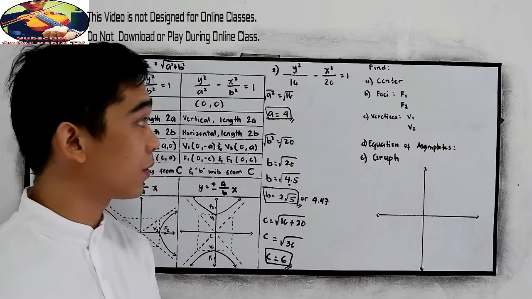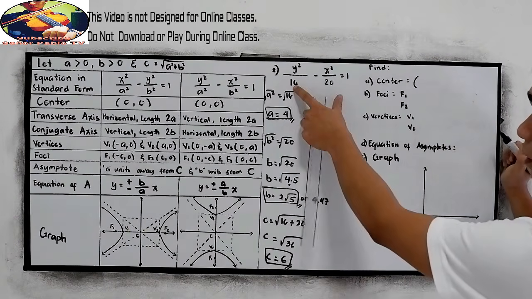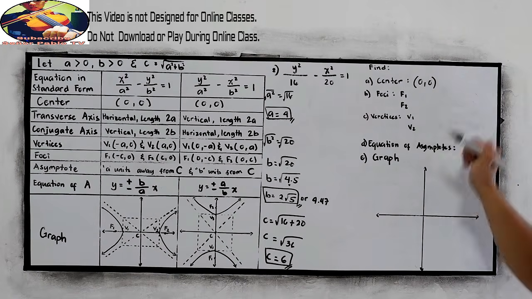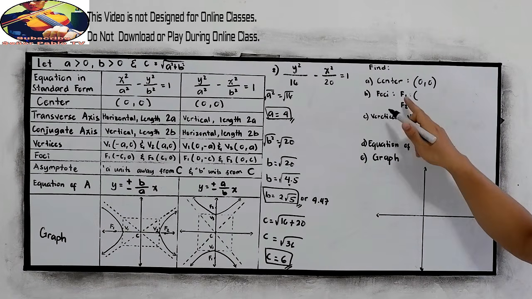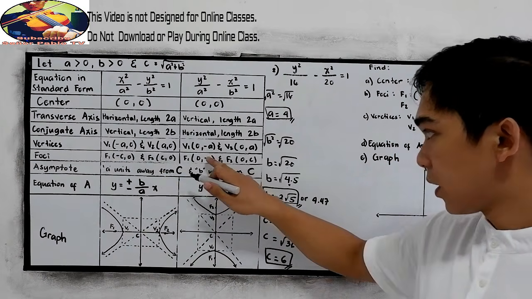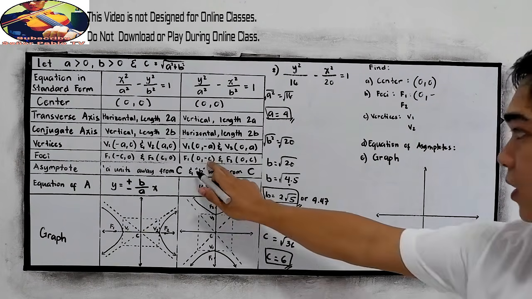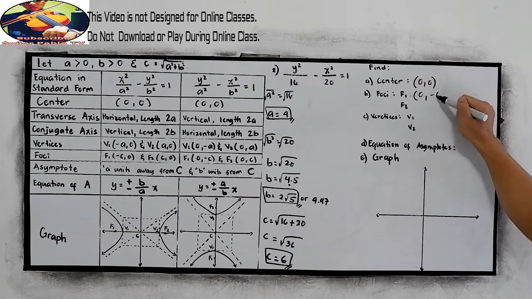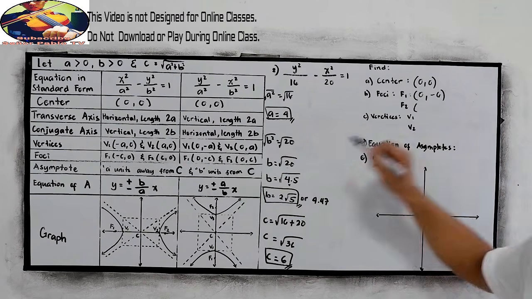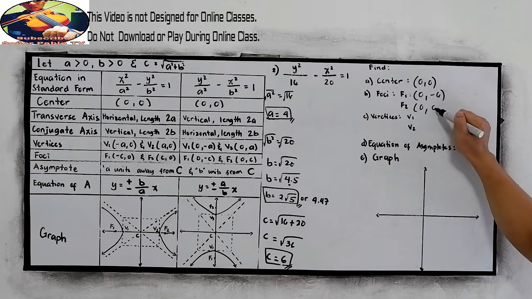the equation of the asymptote. For our center, automatically, that is (0, 0). For our f sub 1, it's 0, then negative c, our c is 6. For our f sub 2, 0, then positive c, positive 6.